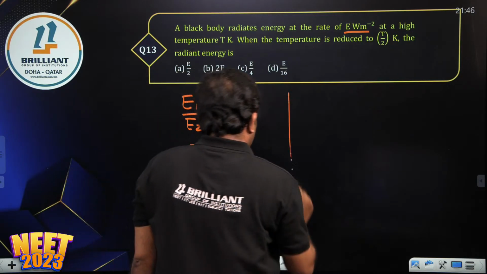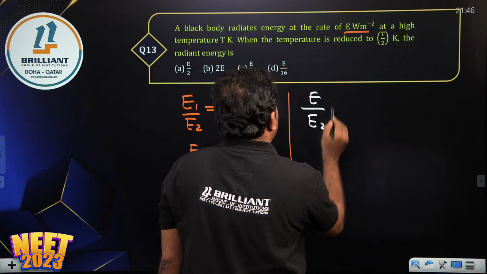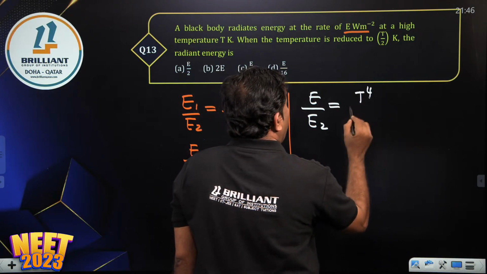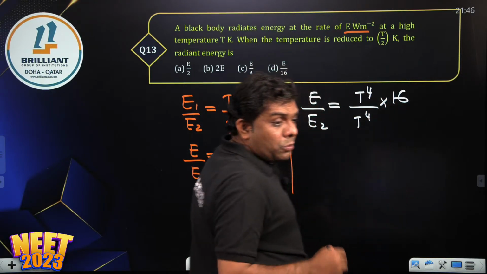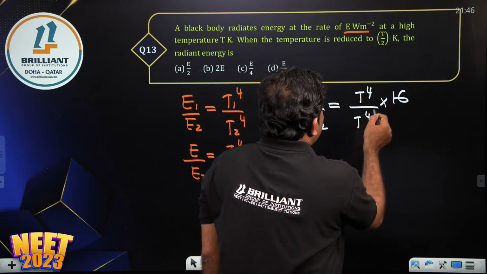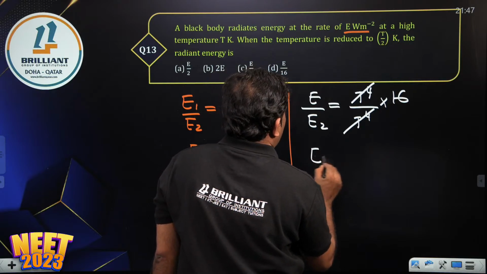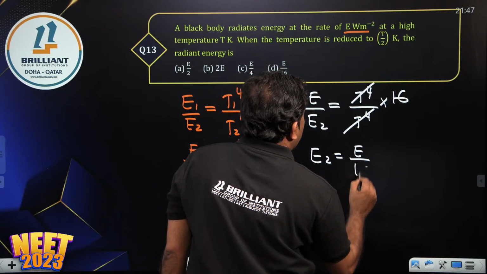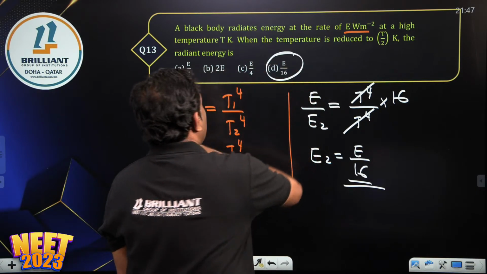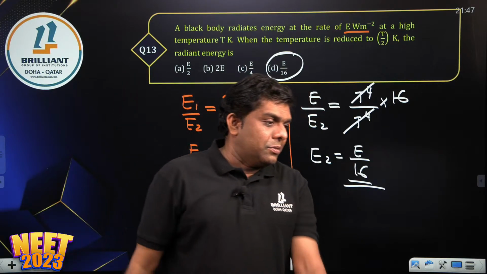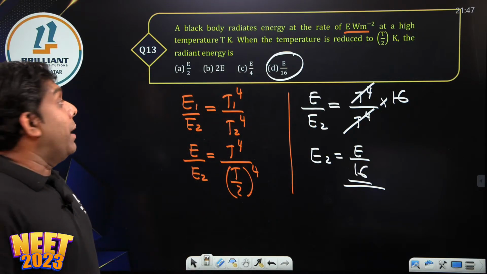So it's coming, look, E divided by E2 is equal to T raised to 4 here, and here T raised to 4 over 2 raised to 4. 2 raised to 4 is 16, comes to the numerator. So T raised to 4 and T raised to 4 cancel. E2 I want to find, so E2 is equal to E by 16. Yes, E by 16, option D, the right answer.